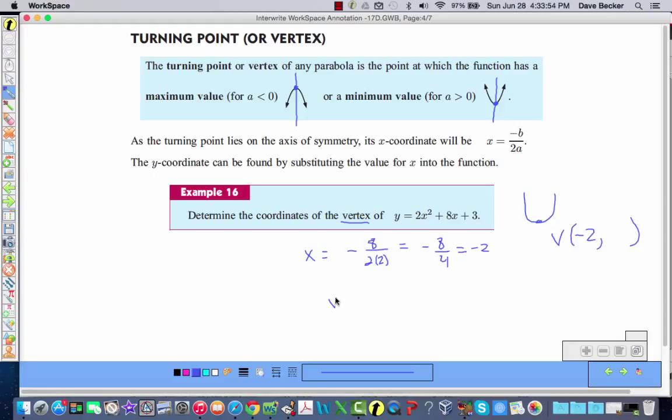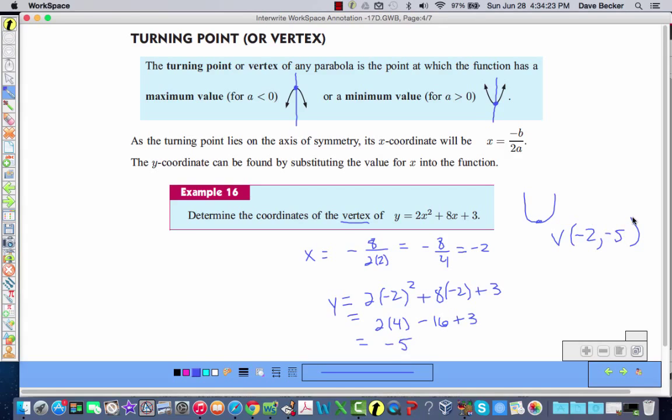Well, I know the x-coordinate, so I can get the corresponding y-coordinate. So 2 times negative 2 squared plus 8 times negative 2 plus 3. So that would be 2 times 4 minus 16 plus 3. So that's 8 minus 16 is negative 8, plus 3 is negative 5. So the coordinates of the vertex would be negative 2, negative 5.